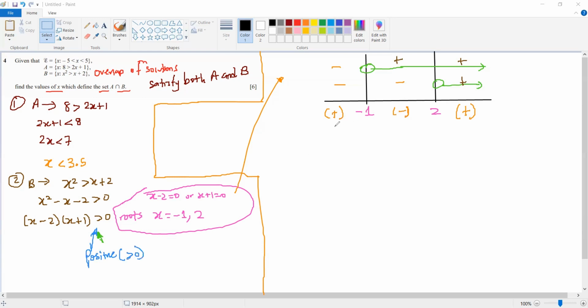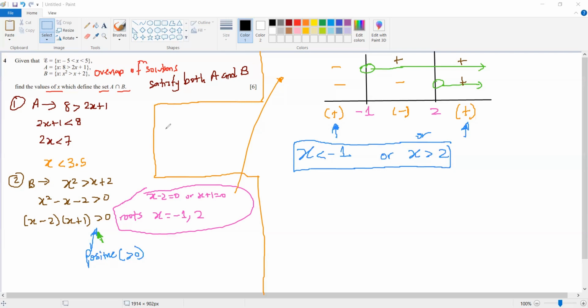So it's either here or this part. Or so x is less than -1 or x is bigger than 2. So this is the solution for this part. And then we need to combine. So this is where the combined part comes in.